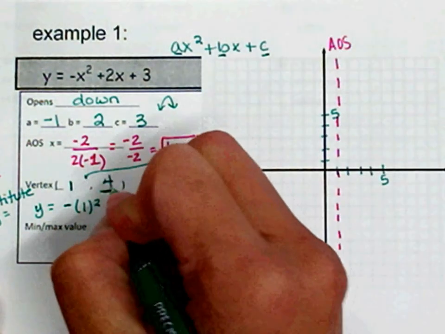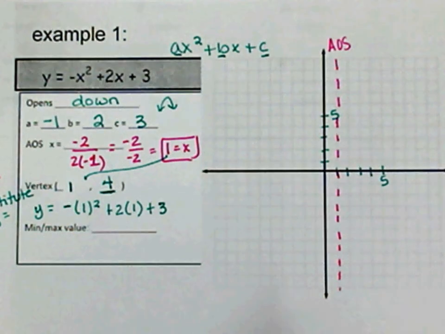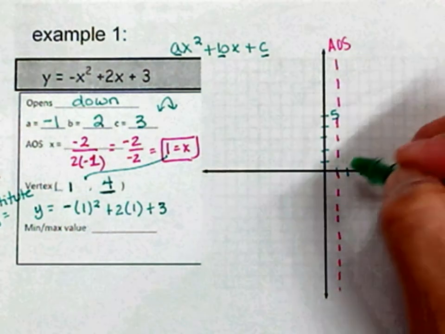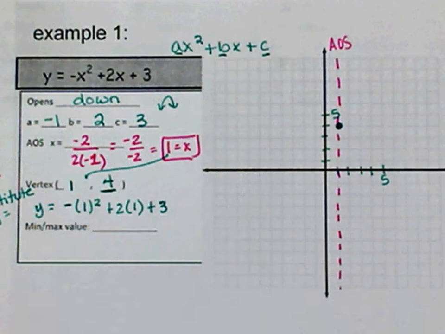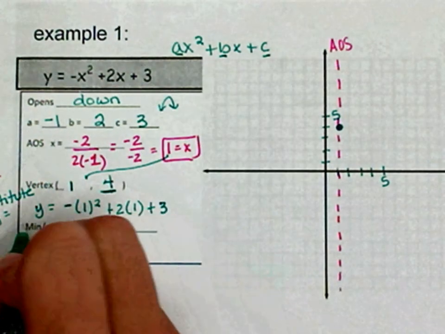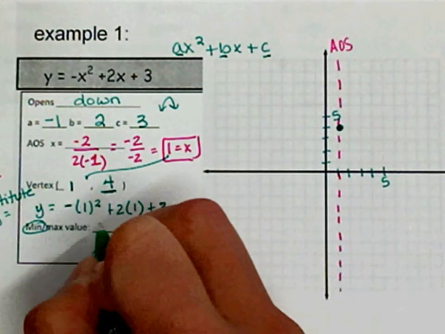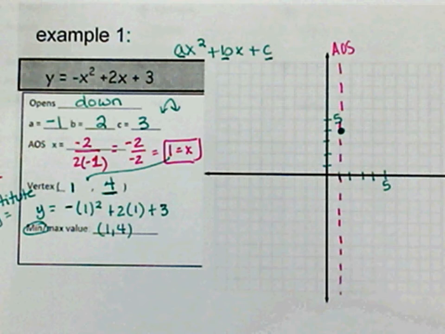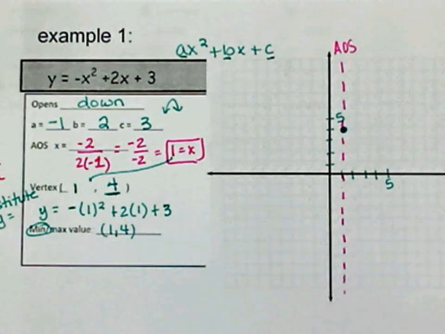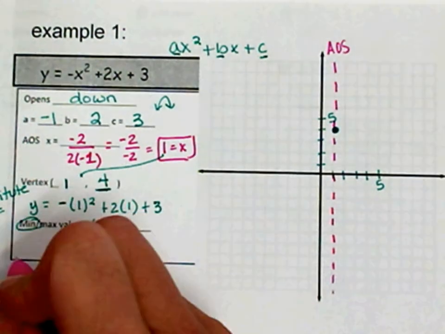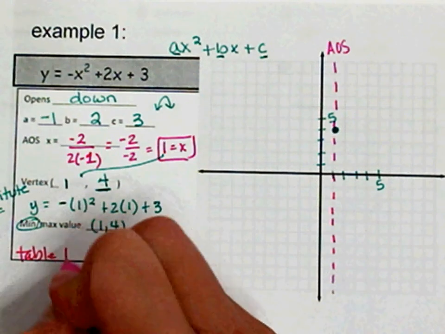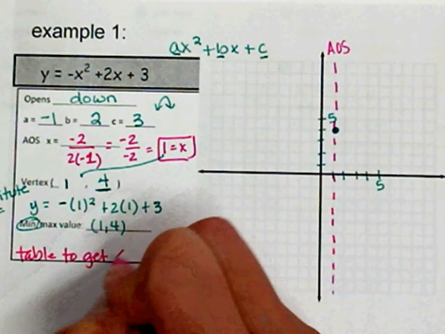Okay? So that means I'm going to go to 1, 4. And there's my vertex. I know it's going to open down, so you're going to have a maximum. And where's that maximum value? At 1, 4. All right. I have 1 point. I need to go find 4 more. So you're going to go to your table to get 4 more points.